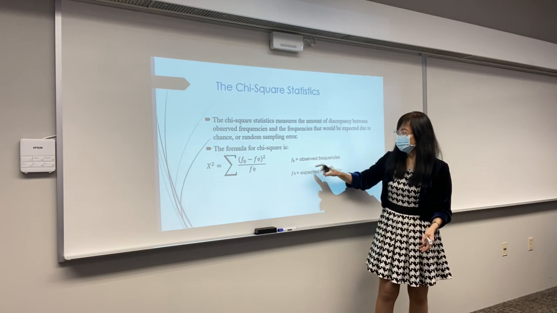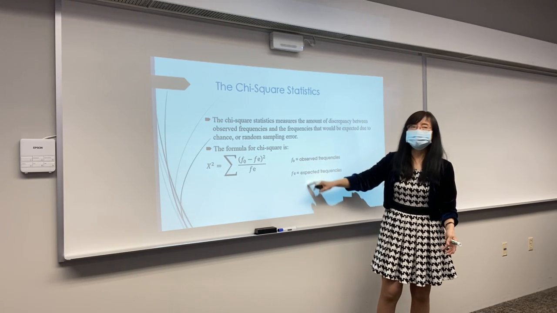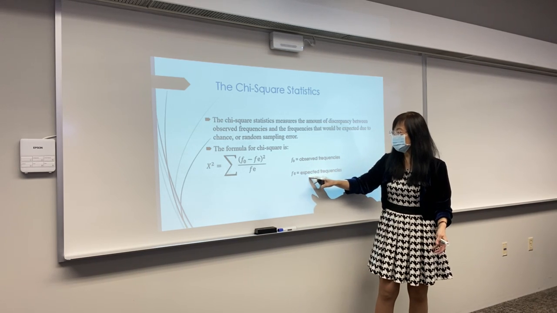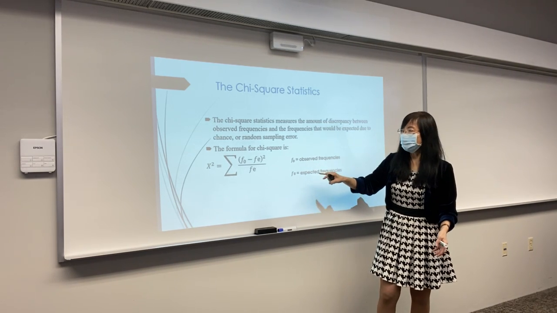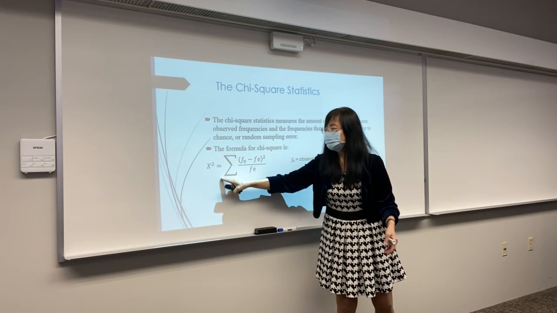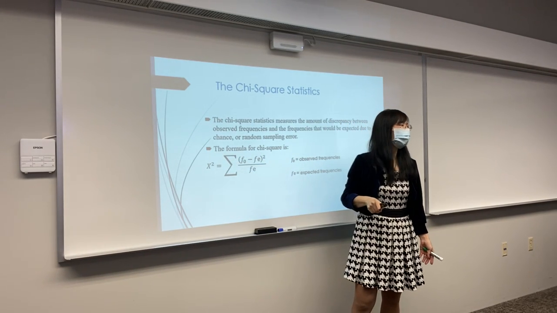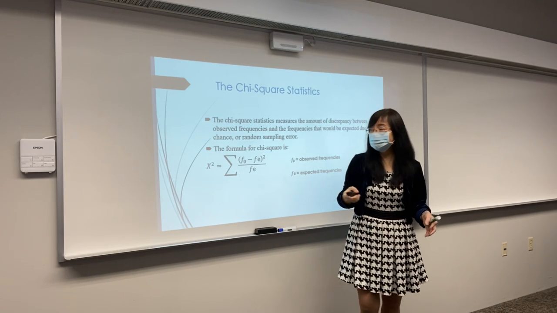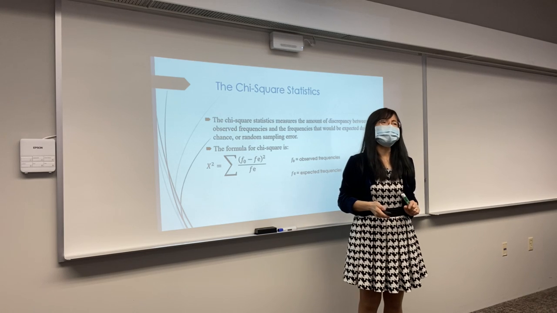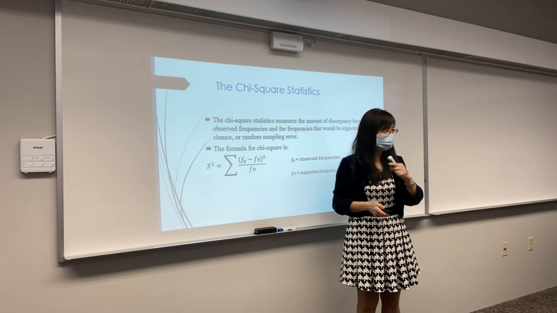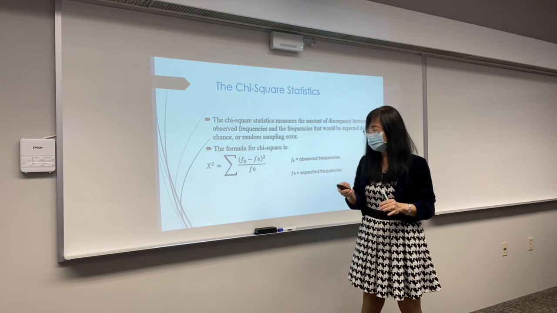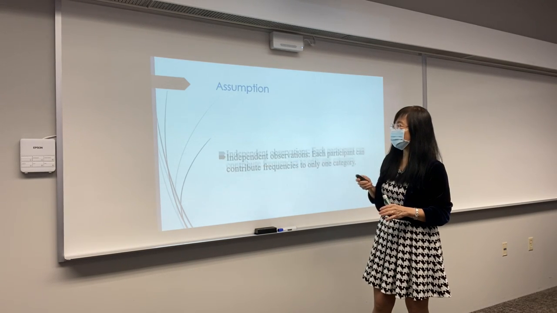Because I already told you that the purpose of the chi-square is to test the difference between observed frequency and expected frequency. And what's this big symbol? Sum. Add them together. But just a warning: doing the chi-square by hand is a lot of calculation. Make sure you calculate right.